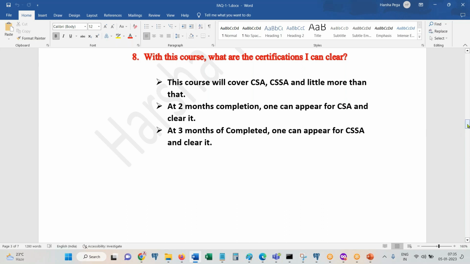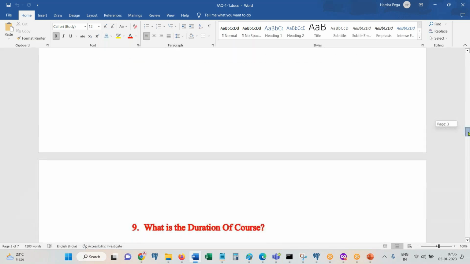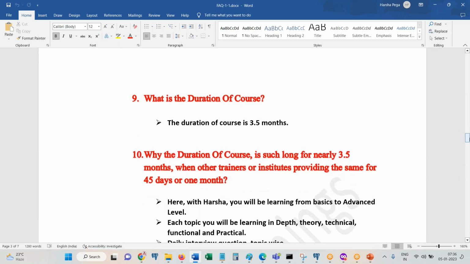You can complete CSA and CSSA in 1.5 months, 2 months, or 3 months. You can complete both of these, there's no doubt about it. I told you we will guide you through the examinations, and we will make sure that you can clear the exam.